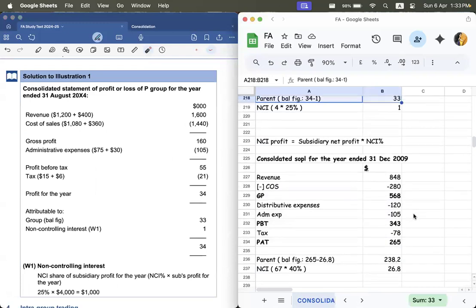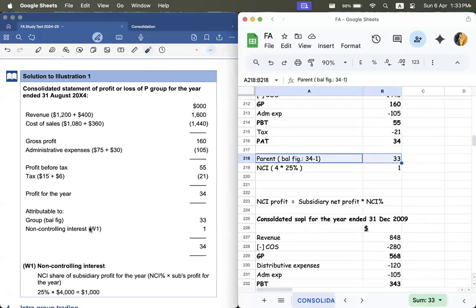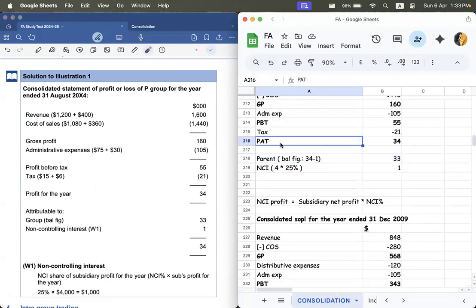Now, what do you call it, the PAT, the abbreviation? Profit after tax, or profit for the year simply.